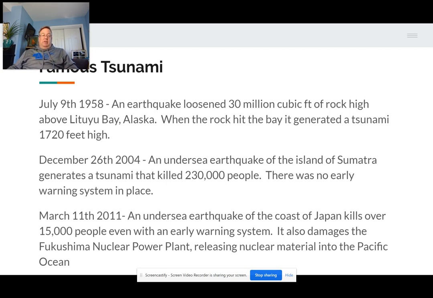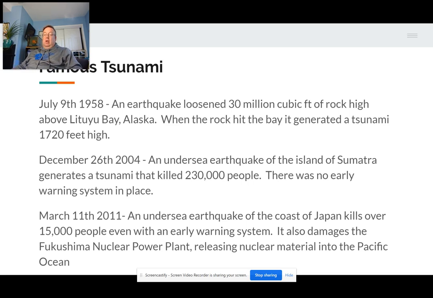Move ahead 7 years to March 11th, 2011. We have another undersea earthquake. This one happens off the coast of Japan. Only kills 15,000 people, which I know I just said only 15,000, but that's when you compare it to 230,000. That's with an early warning system. So it still killed 15,000 people. The biggest problem here is it damages the Fukushima nuclear power plant, which releases nuclear material into the Pacific Ocean that took years for it to stop.